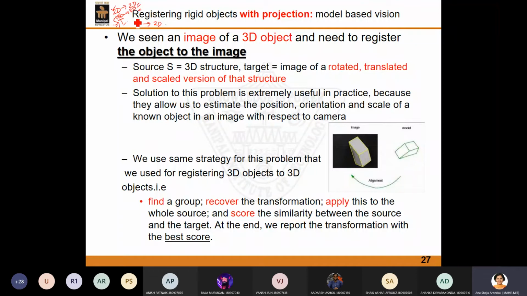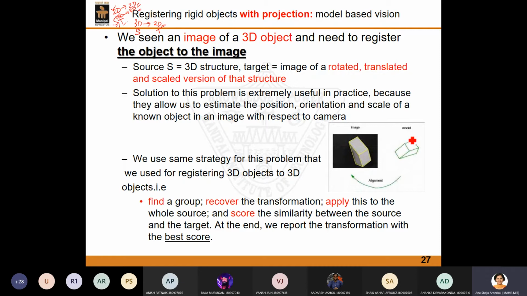That is, I have a 3D object in the real world, and I'm considering an image of this object, so that gives me the 2D image over here. So my source is going to be a 3D object, and my target is going to be a 2D image of this particular object. Now it may not be a direct actual image of this. It could be a transformed, scaled, rotated version of the object which is present as the image.